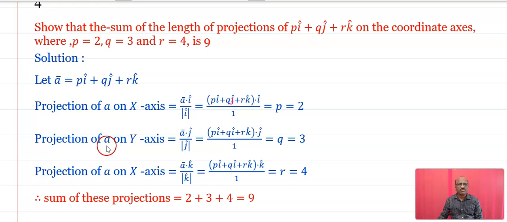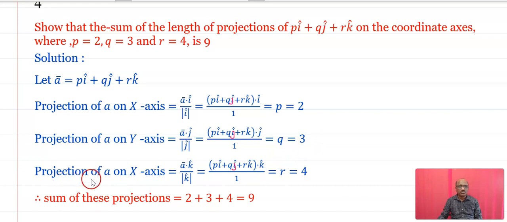Projection of a on the y-axis is again a bar dot j cap. And again here you will get, that is, pi cap, next is qj cap. I will change here, again the middle term is j. That is, pi cap plus qj cap plus rk cap dot j cap. And again their multiplication. J cap dot j cap is 1 and the remaining will be 0. And here you will get q is equal to 3.